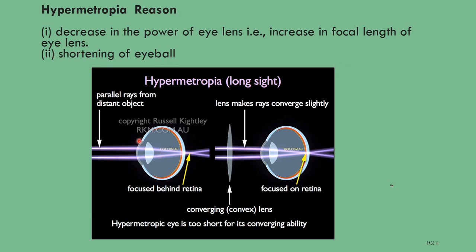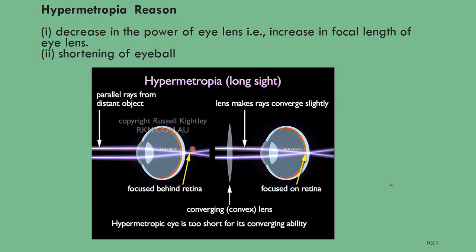The power of the eye lens decreases, and this causes an increase in the focal length of the eye. What is meant by focal length? The distance between the lens and where the image forms. The distance between the lens and the image we call the focal length. When the focal length is increased, the power of the lens is decreased. Then there is shortening of the eyeball, which is nothing but the size of the eyeball decreasing. Because of these two reasons, the image is formed beyond the retina.